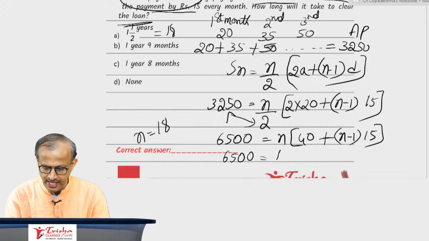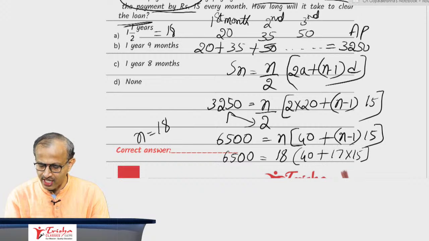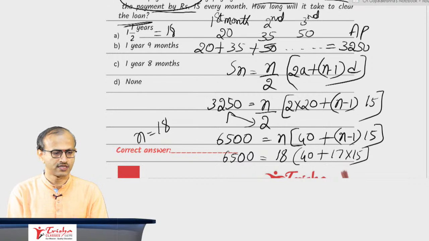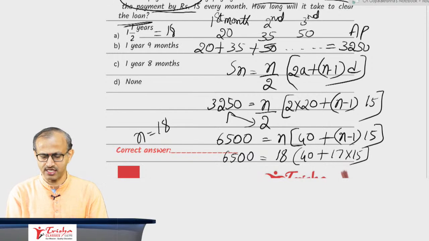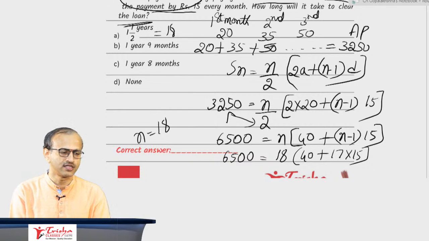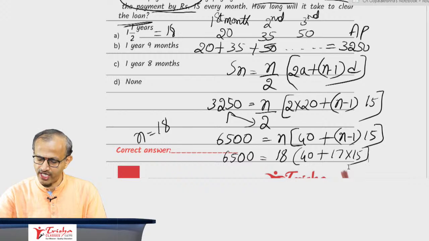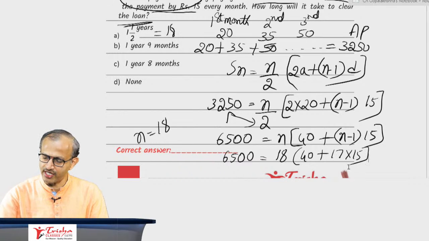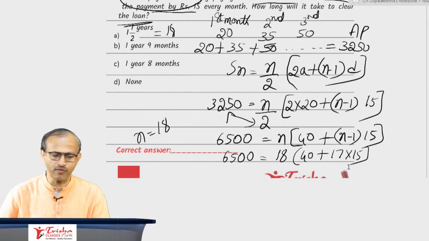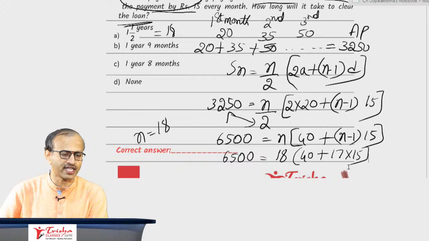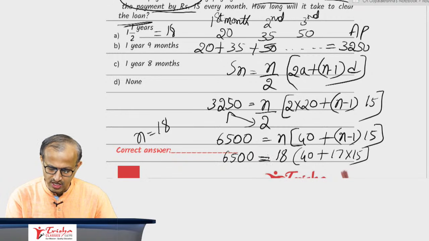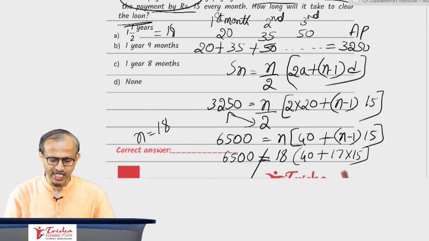6500, 18, 40 plus 18 minus 1, 17 into 15. Let me know whether it matches. Tell me yes or no. You have to tell me. It's not matching? Super. So if you work it out, 17 into 15, 255 plus 40 into 18. Your answer will be 5310. You will not get the required answer. This is not 6500.